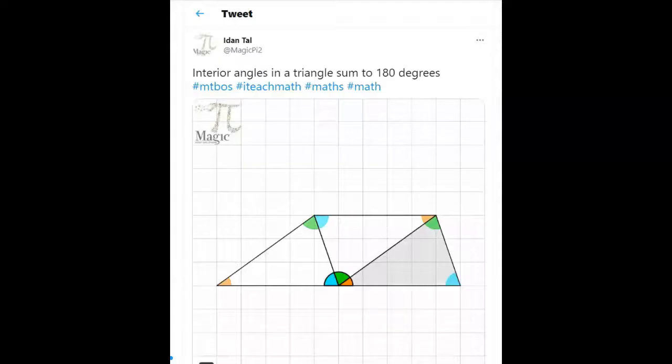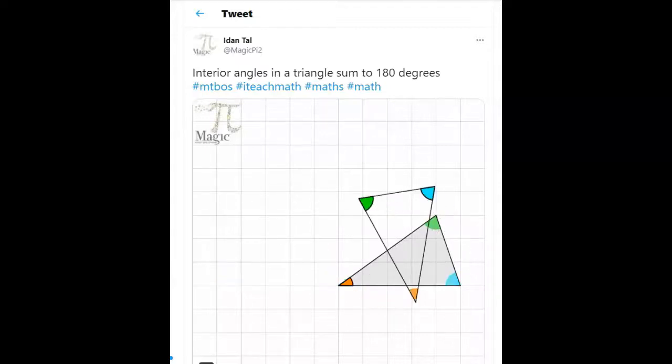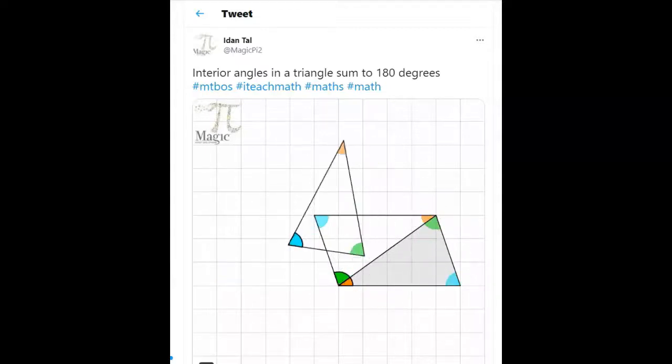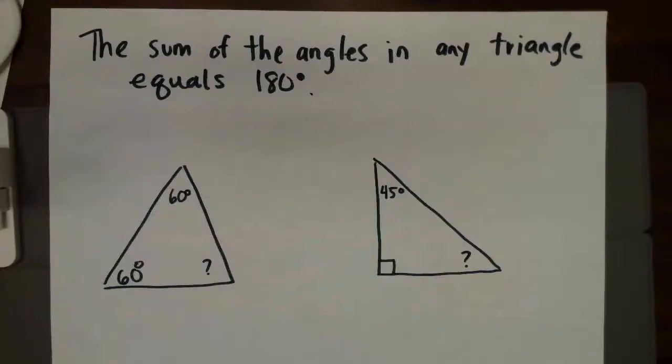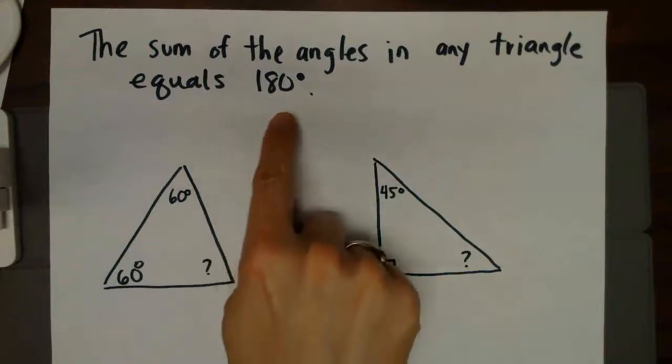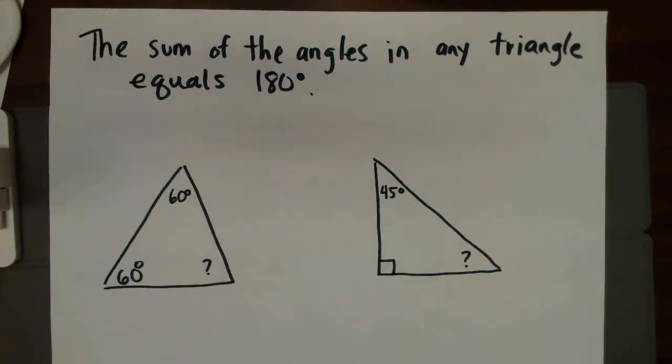And just in case you're not convinced yet, check out this graphic. See how they're taking the same triangle and repeating it and rotating it over, and you see that orange angle plus the green angle plus the blue angle makes 180 degrees, or a straight angle. So the cool thing about knowing that the sum of angles in any triangle equals 180 is that we can then use that to solve problems.